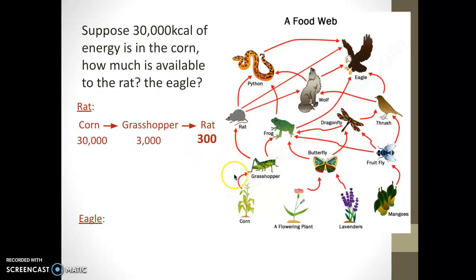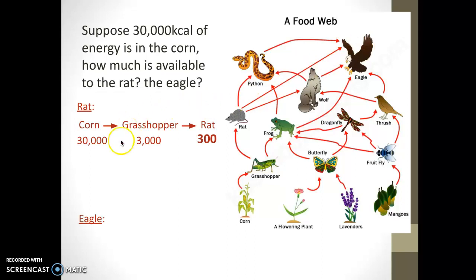So you might think, oh, it's great to be at the top of a food chain, or in this case, the top of a food web, but you have to eat so much more when you're at the top, because the higher up you go, the fewer calories there are available to you when you eat that food beneath you.